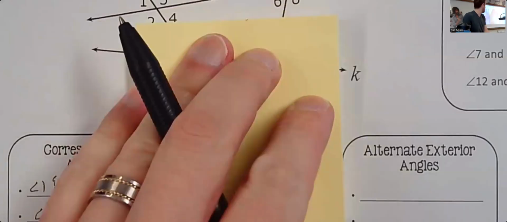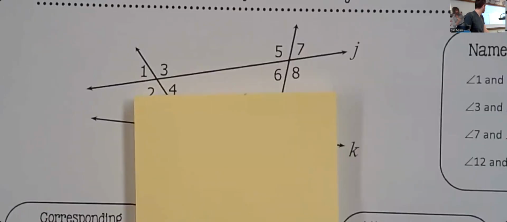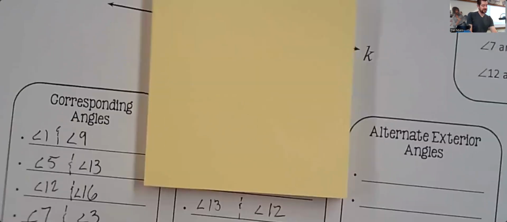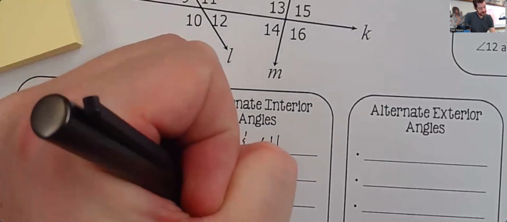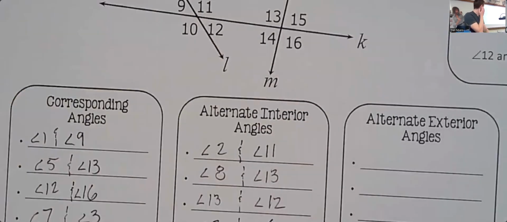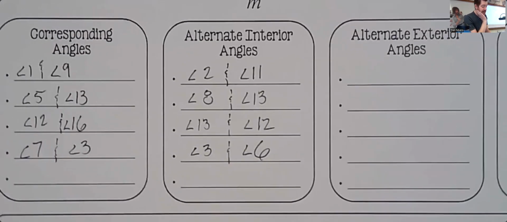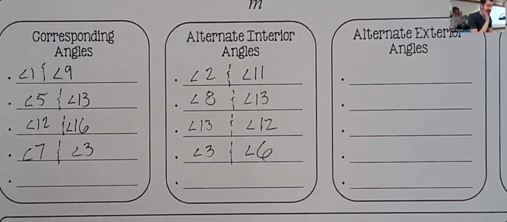And then we need one from the top along transversal J. 3 and 6. Yeah, 3 and 6 would be alternate interior on transversal J. Good. So angle 3 and angle 6. Cool. So 4 examples for each of them here. All right. Now alternate exterior angles. Which ones?